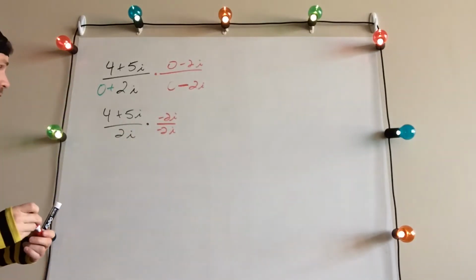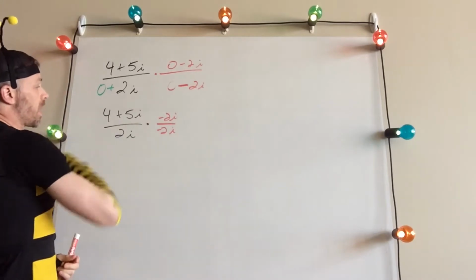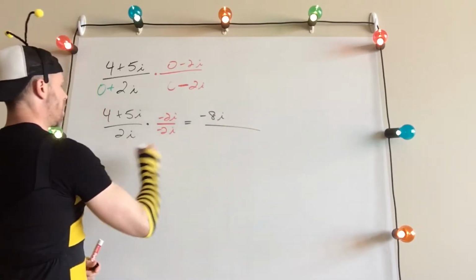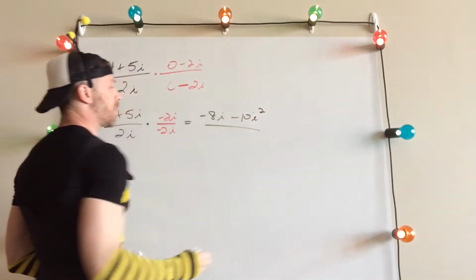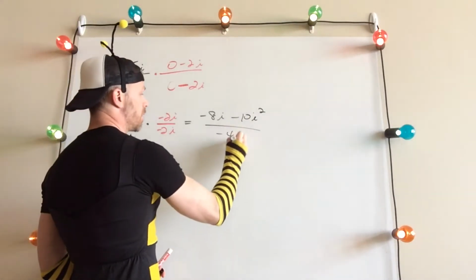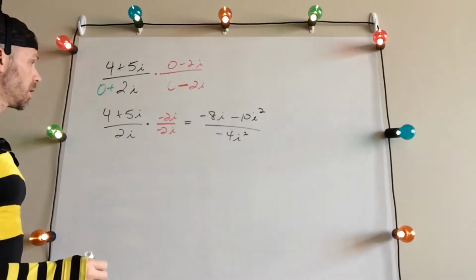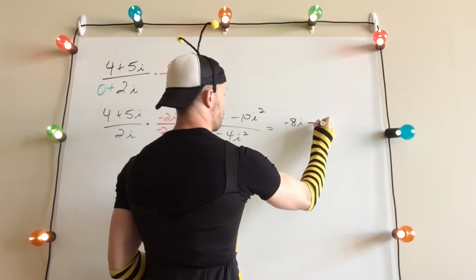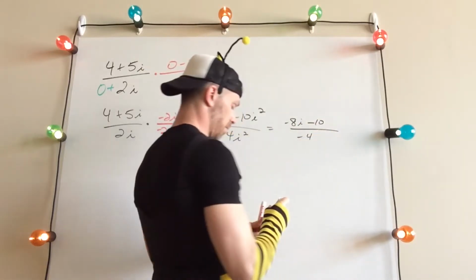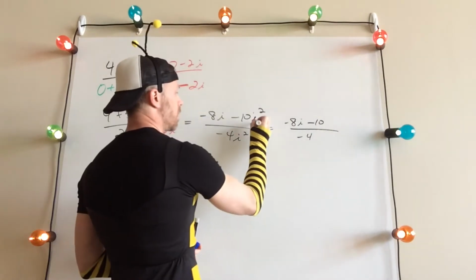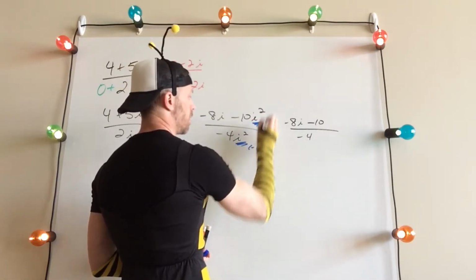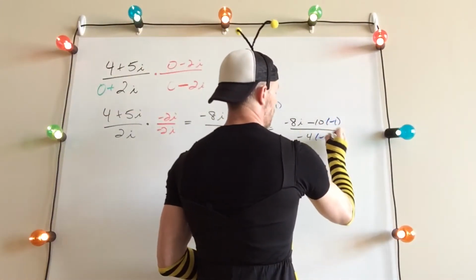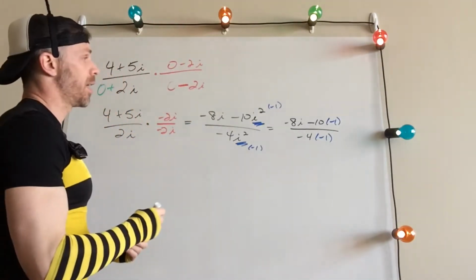All right, so let's just go ahead and do that. So we're just then distributing the negative 2i to the whole fraction. All right, so negative 8i, negative 10i squared, and then down low, negative 4i squared. Remember, our i squareds turn into -1s.